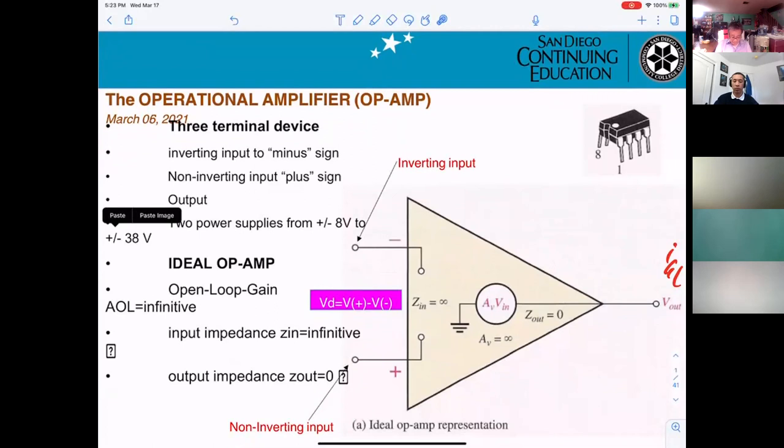So you can get the voltage difference between the two inputs, that's what they call VD, the input differential voltage. It has to be equal to V at the positive minus V at the negative. Also, the op-amp gets a very, very high impedance inside here, and also it gets the gain. The output impedance, that means the resistance at the output here, they want it to be zero, minimum.